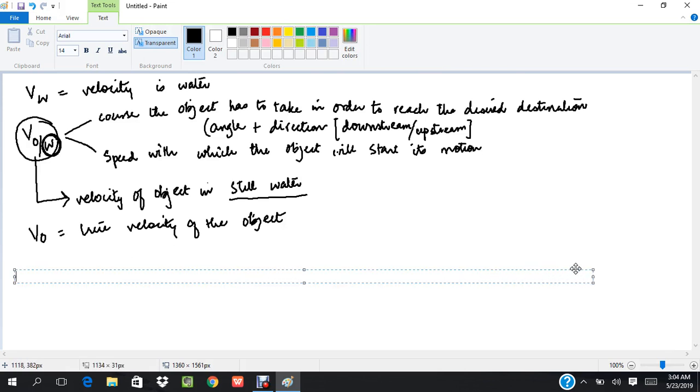This question is from October-November 2004, paper 2, question 8. A motorboat travels in a straight line across a river which flows at 3 meters per second. So we know the velocity of water here. Between straight parallel banks which are 200 meters apart.